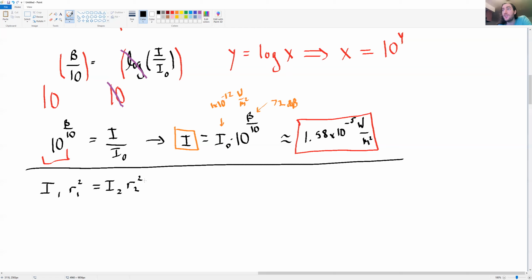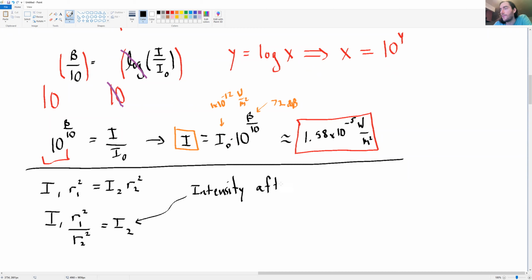So the intensity changes if we double the distance we are away, right? So if we double the distance we are away, then that means I can write I1 times R1 squared divided by R2 squared equals I2. I2 is what I want to get. This is the intensity after we get twice as far away. So this is intensity after doubling the distance.